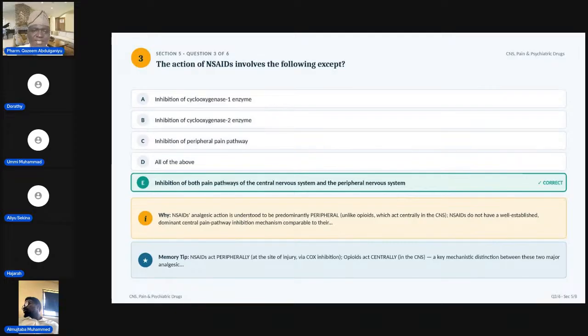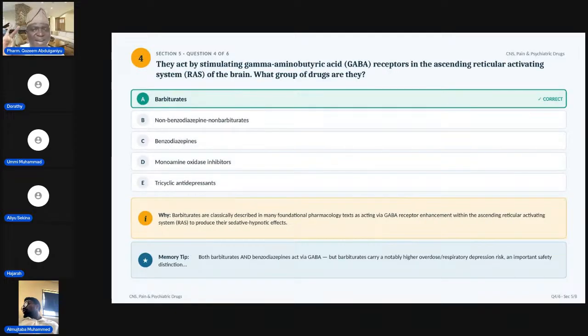So the next question says they act by stimulating gamma aminobutyric acid receptors in the ascending reticular activating system of the brain. What group of drugs are they? You don't need to bother yourself. Whenever you see this, gamma is an inhibitory neurotransmitter, unlike serotonin, which is an excitatory neurotransmitter. So gamma slows you down. It makes you cool. But serotonin makes you active.